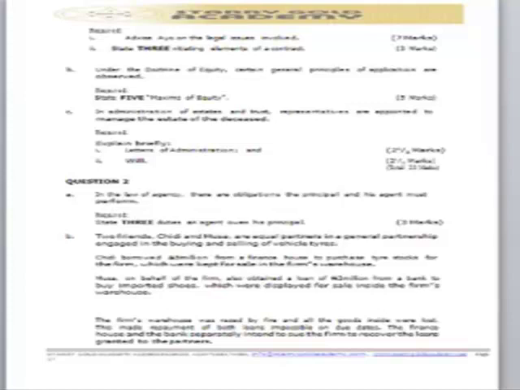The second aspect here, the question we are still under A, is to state 3 vitiating elements of a contract. What do we mean by vitiating elements of a contract? They are the things connected to a contract that will make that contract not to be enforced. That is a vitiating element of a contract.